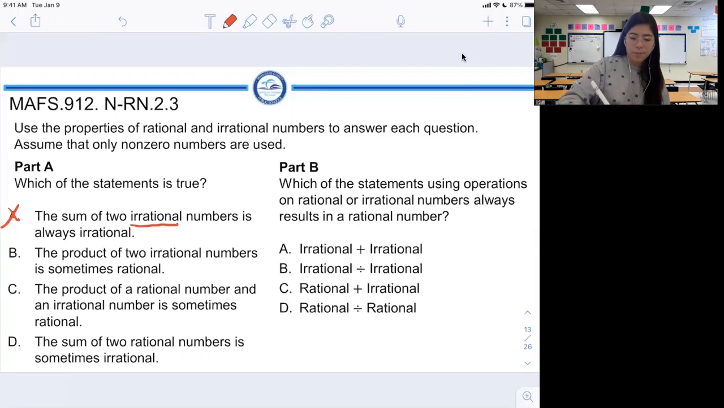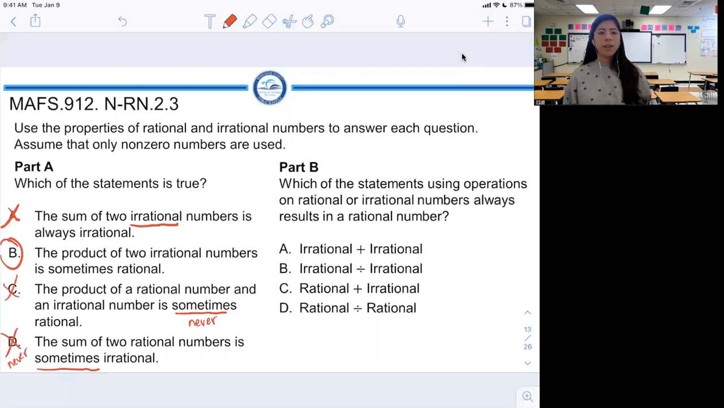Yeah, that is true. And let's just check the other two. The product of a rational number and an irrational? No, that's not sometimes, that's never. False. And finally, the sum of two rational numbers. False. Would it be sometimes irrational? Never. If they're both rational, then they're just going to stay as whole numbers. All right, so there we go.